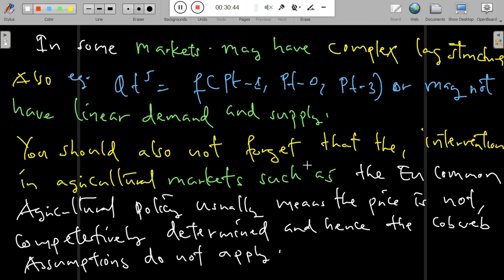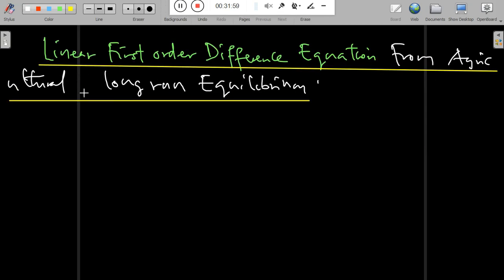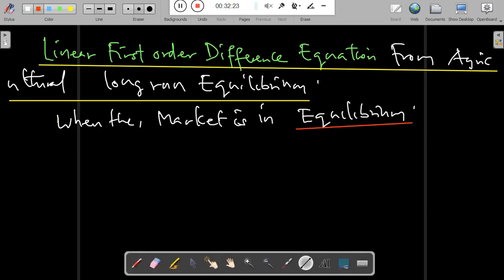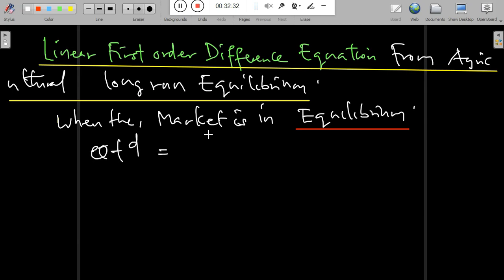It will be better now if we talk about the market equilibrium of the COBWEB iterative solution, whereby the current quantity demanded is equated to its current quantity supplied. So you may ask yourself, when the market is in equilibrium, what conditions are taking place?